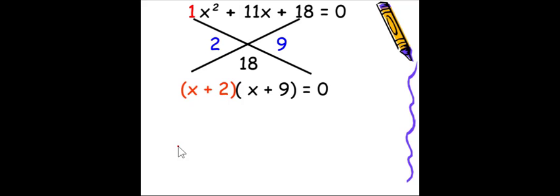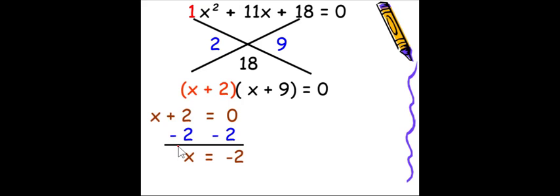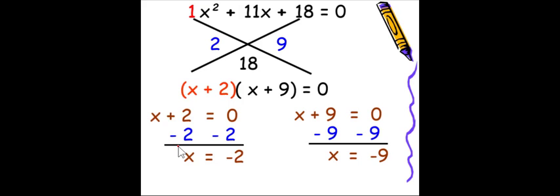Now we're going to solve. We're going to use the zero product property. Remember, if we're multiplying two terms and the product is 0, at least one of the terms has to equal 0. So we're going to set the first term equal to 0, solve, and then set the second term equal to 0 and solve. So our answer is negative 9 and negative 2.